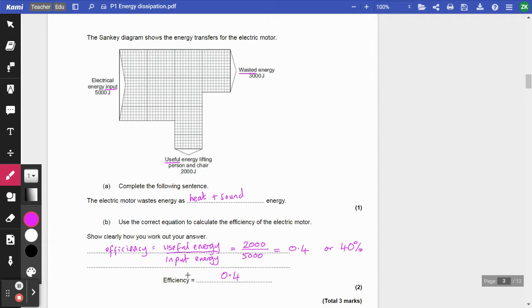Part B, use the correct equation to calculate the efficiency of the electric motor. Well, the efficiency is the useful energy over the input energy. The useful energy, I've underlined useful, is 2000, divided by the input energy, which is the input electrical, 5000. 2000 divided by 5000 gives us a decimal number. That's okay to leave efficiency as a decimal, 0.4, but we can also leave it as 40%.